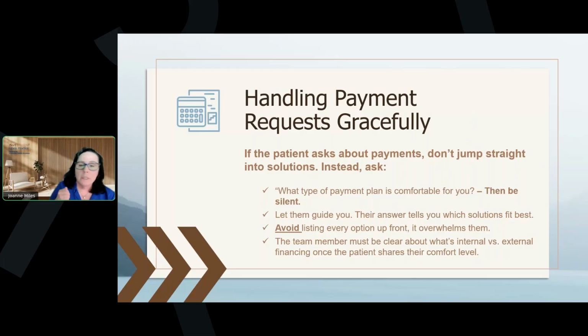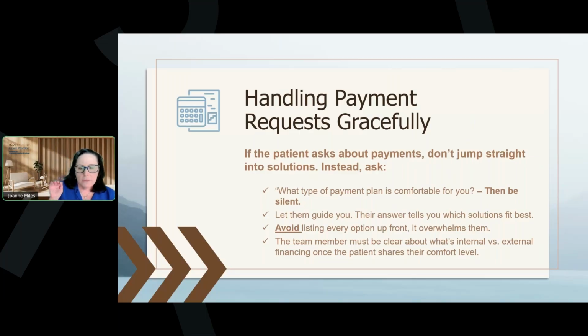Again, you don't know enough yet from the patient to know what they're thinking. They said they want some kind of payment plan, but for all you know, they may come back and say, hey, I just want to pay half now and half at the end. Don't assume that they need 6, 12 months. They might, but let them tell you first. Again, you're the guide. They'll give you the answers of what's going to be the best fit for them. And you want to avoid that listing of all these options up front, because again, you're going to overwhelm the patient, and that's when they're going to shut down on you.